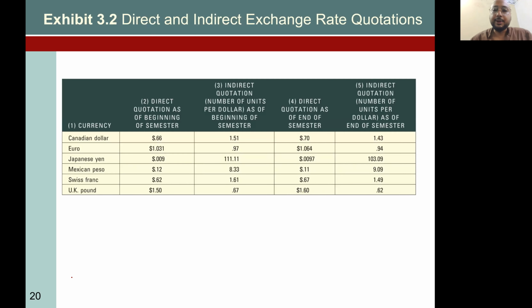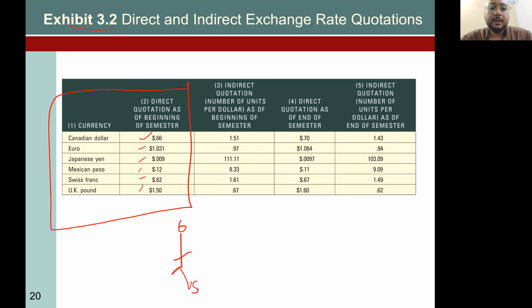Let's move forward. Here we go. This exhibit from your reading 3.2 shows direct and indirect exchange rates. So here, direct means how much one foreign currency is equal to your local or home currency. So direct quotation, did you see something? Dollar, dollar, dollar, dollar, dollar, dollar. It means dollar is your home currency. So you are right now in US.